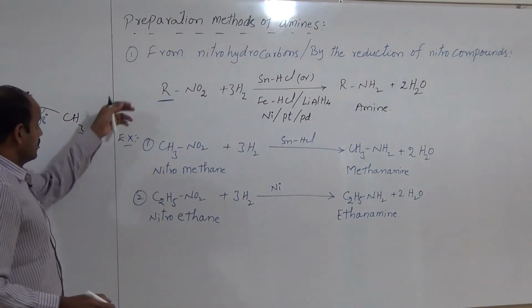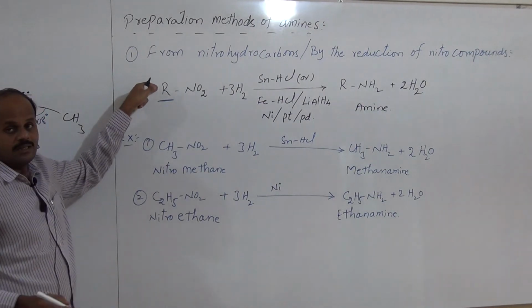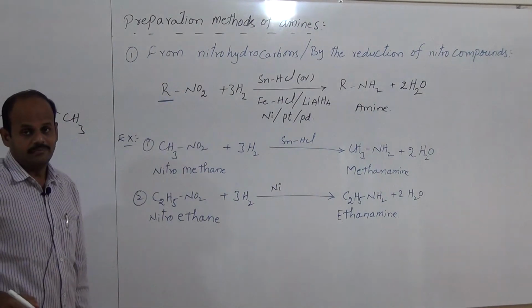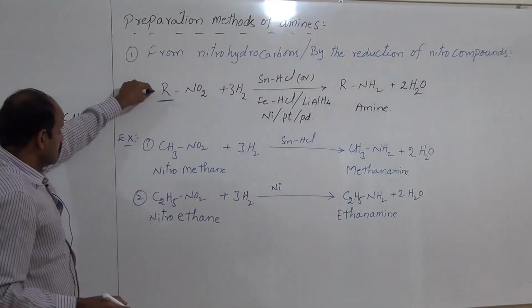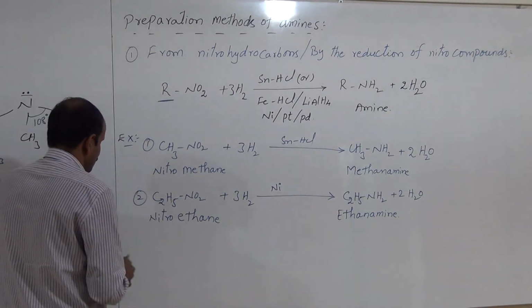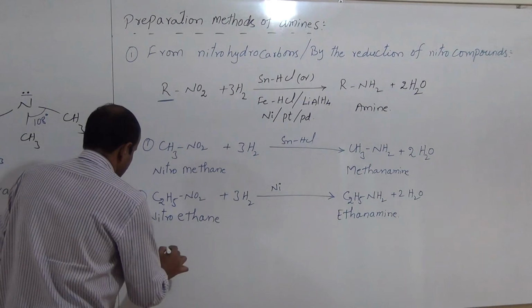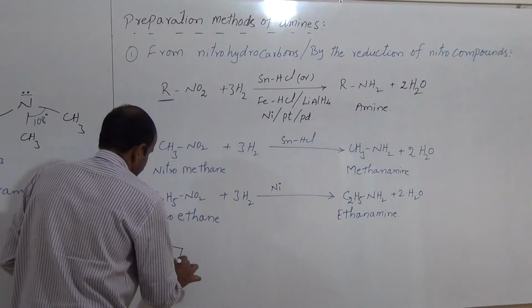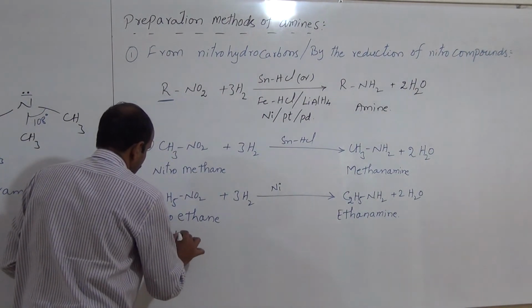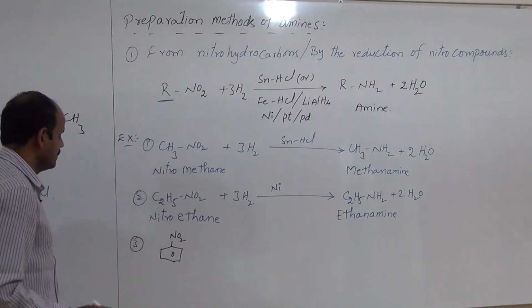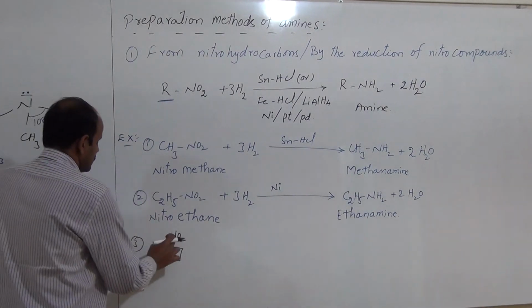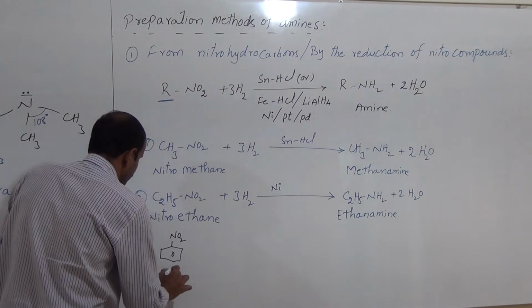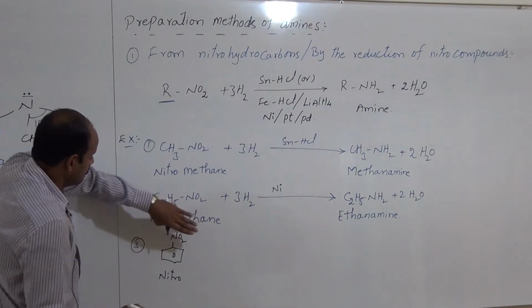Like that, you can take any alkyl group instead of R. Then we get the corresponding amines. Not only alkyl groups, you can take aryl also. Example, C6H5NO2. So what is the name of this molecule? This is where the nitro group is present. If it is not there, that is benzene.